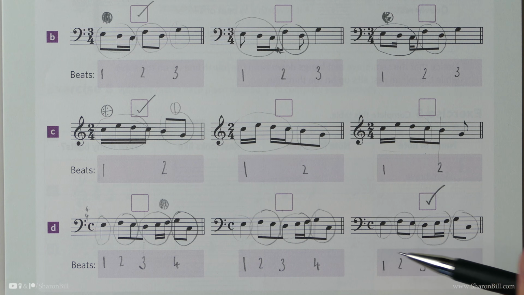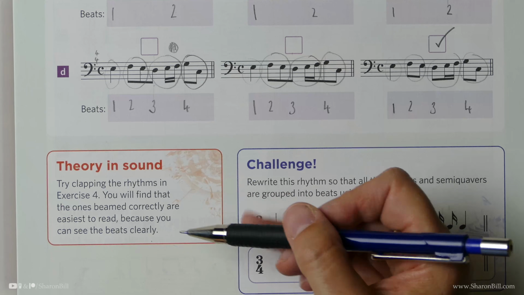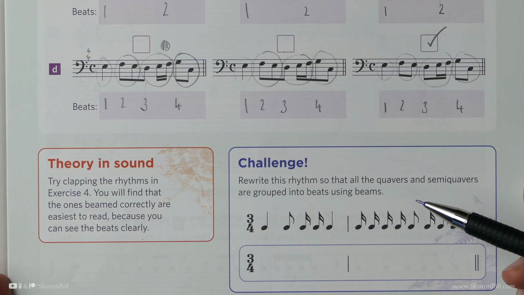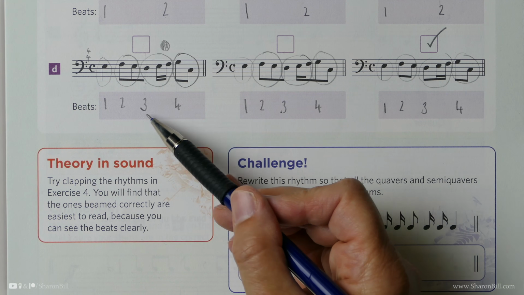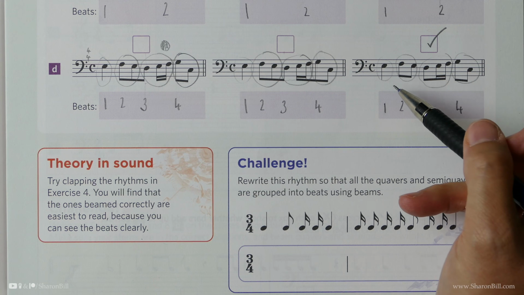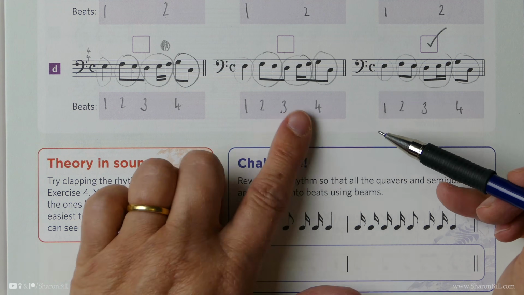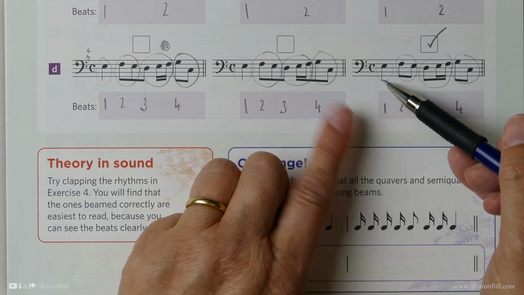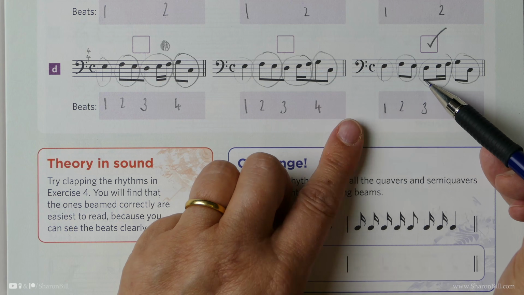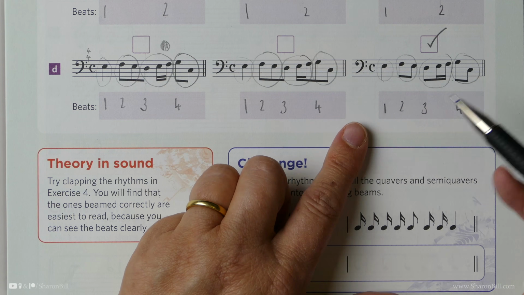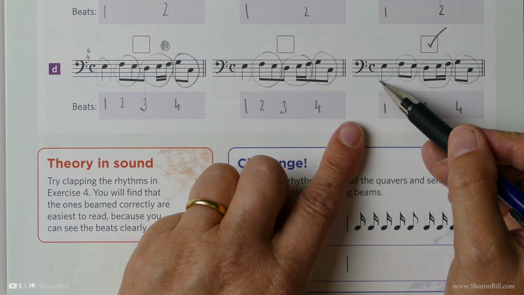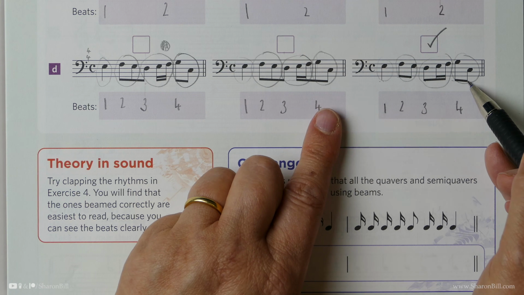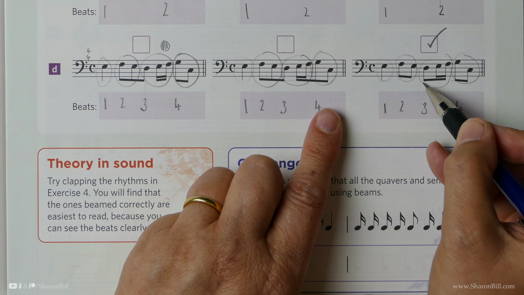And in the little text box here, it does tell us to try clapping or tapping the rhythms. So I'll just do this last one to show you how it works out in practice. We'll start with the correct one. So if we count in 1, 2, 3, 4, 1, 2 and 3 and a 4 and. I'll do that again. 1, 2 and 3 and a 4 and, you can see where each new beat falls.